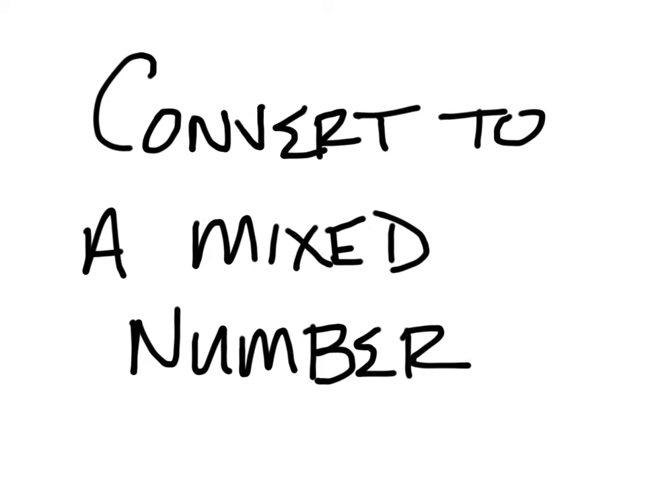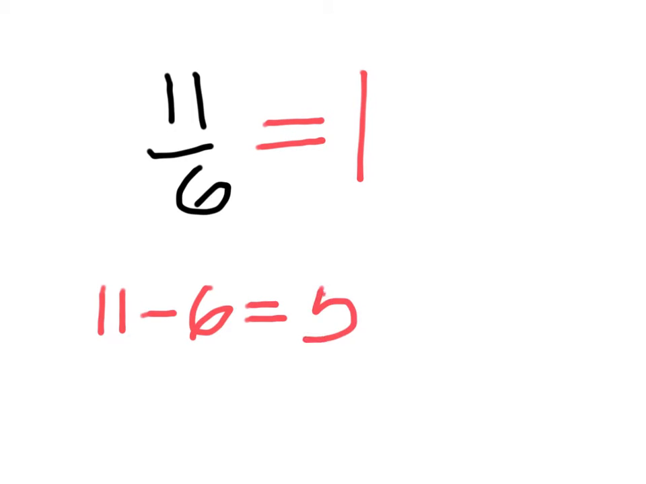You should be able to convert to a mixed number given something like 11 over 6, an improper fraction. How many times will 6 go into 11 without going over? Once. What's 11 minus 6? 5. So 1 and 5/6 is the mixed number from 11 over 6.